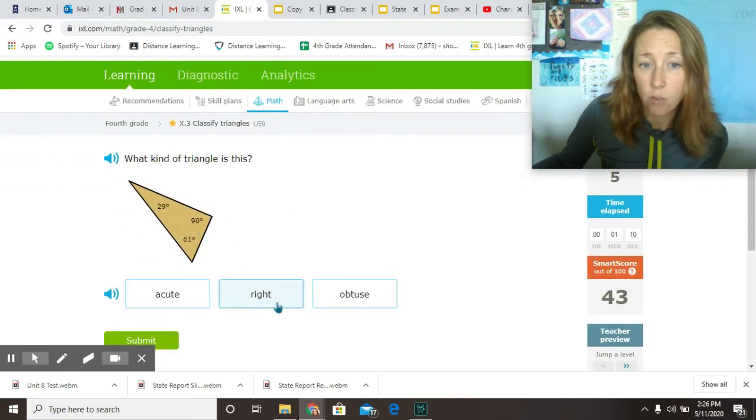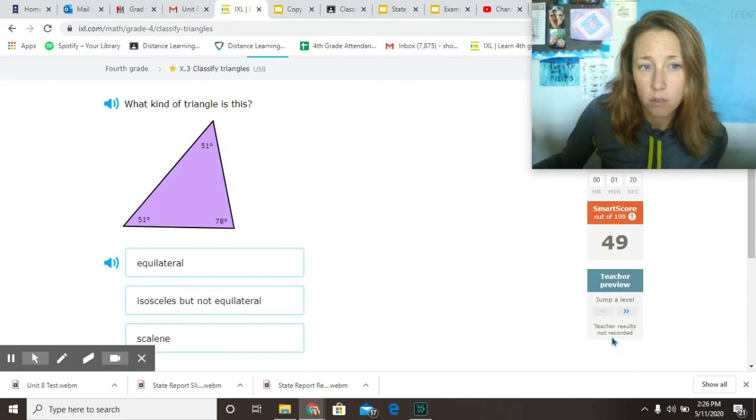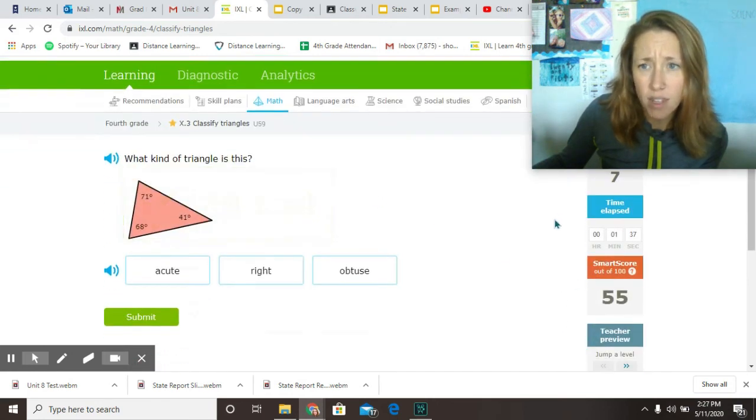This one, acute, right, or obtuse. I have a 90-degree angle there, so that means it's going to be a right angle. Let's jump a level and see what it does. So 51 and 78, 51 and 78. That means this side and this side are going to be the same length, so it's going to be isosceles. If all three of my angles are the same, it's going to be an acute triangle and it's going to be equilateral. Let's jump a level.